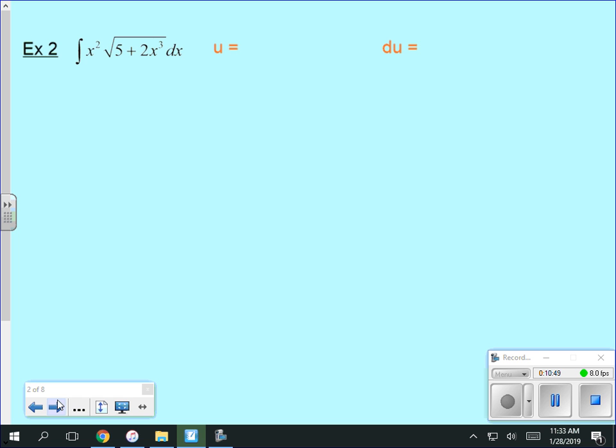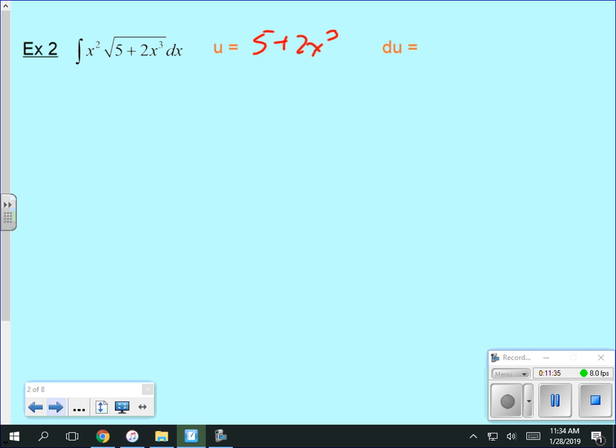So I want to do a substitution. What do you think I should let my u be? 5 plus 2x cubed. Generally, everything inside the radical. That's a good starting point. It's not guaranteed. And if it doesn't work, you can always try something else, but that's a good one. Exponents. Good to replace the exponents. That's usually very helpful. Inside the radical. That's usually very helpful.